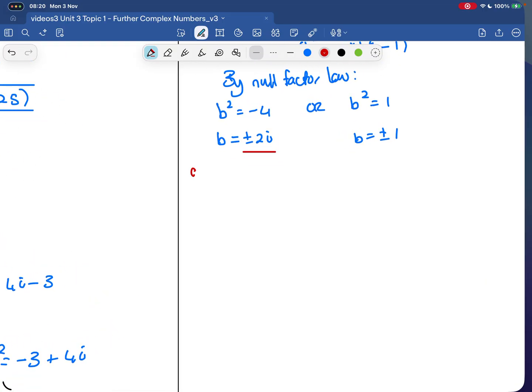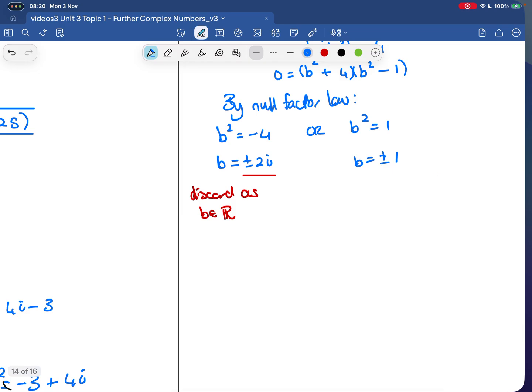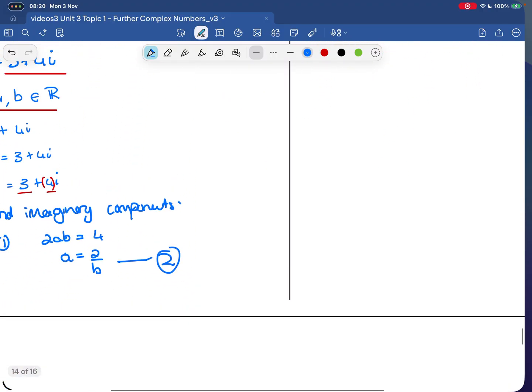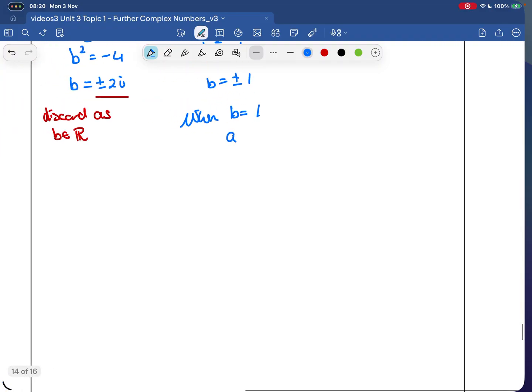So we're going to discard, as b is a real number. Okay, so you need to give a reason why you're discarding. So we've got values of b of plus or minus 1. So we're wanting to say when b equals +1, let's work out what a is. Well, a was 2 over b, so a is equal to 2. And when b is -1, a is -2.